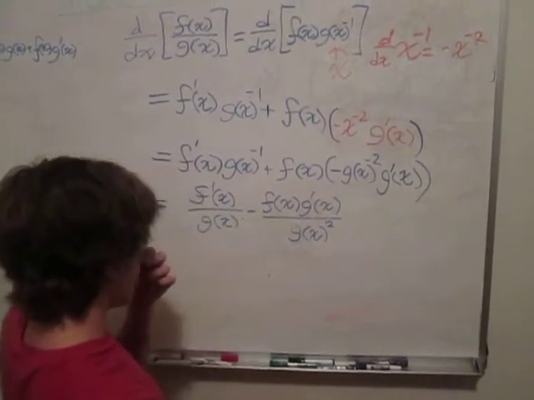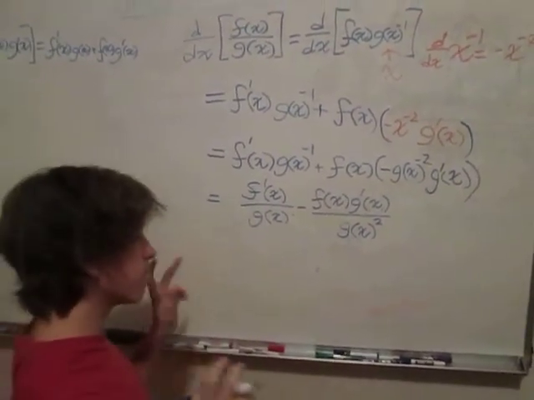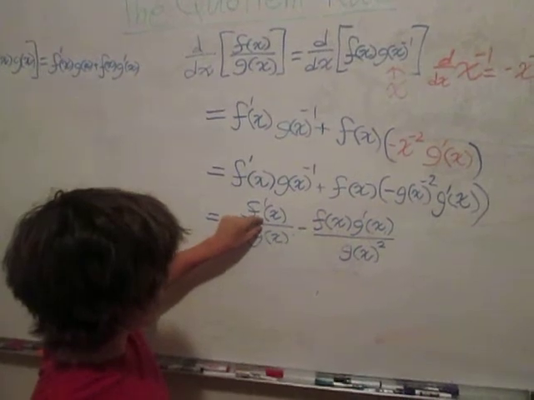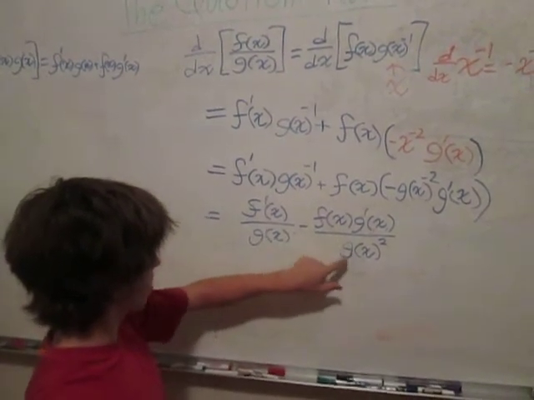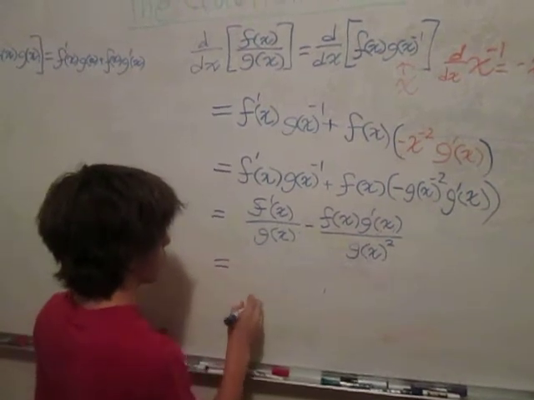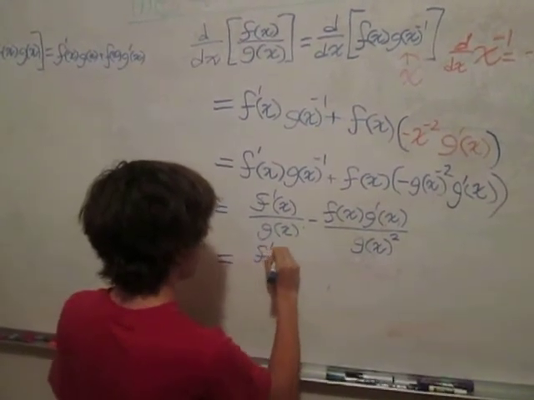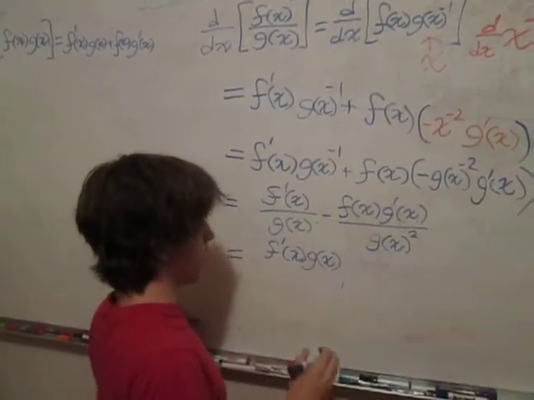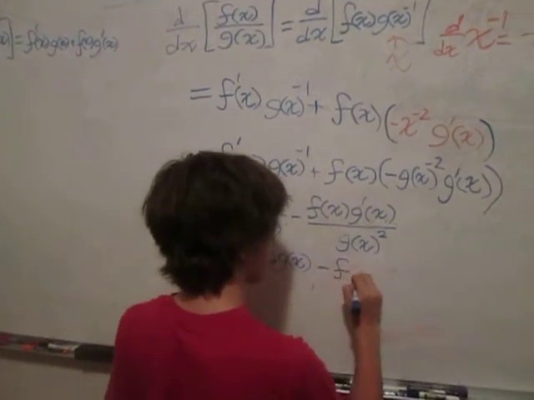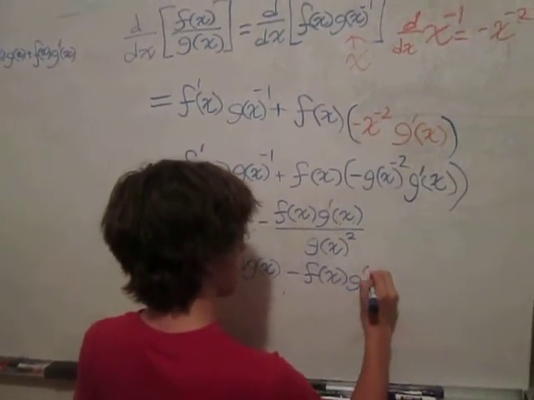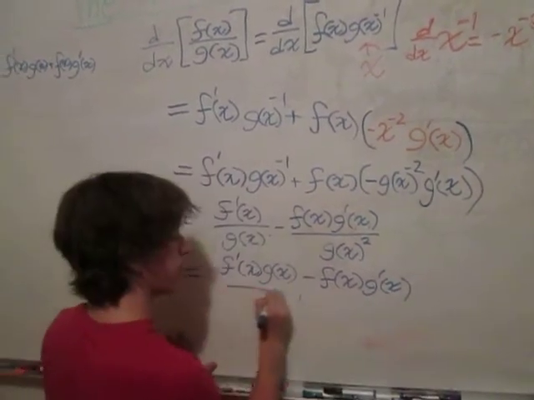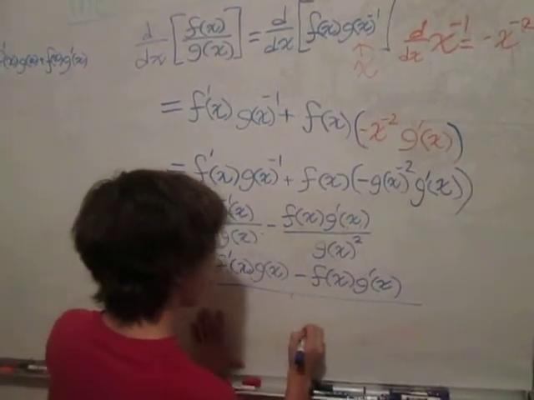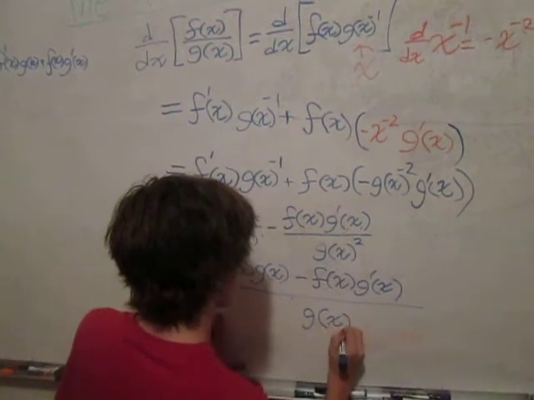Alright, and we're almost done. We just need to elaborate this a little bit further, simplify as much as we can. So let's just make these alike. So we multiply our numerator and denominator by g of x to get like denominators. So we have f prime of x times g of x, because we'll just cancel out, minus, this stays the same, and now we have like denominators because we multiplied the numerator and denominator by g of x. So over g of x squared.